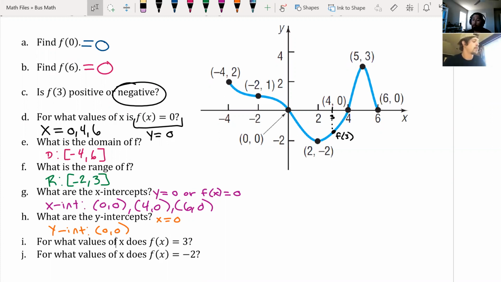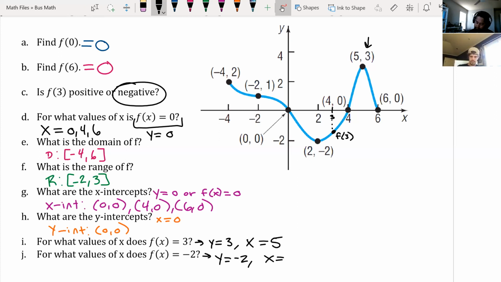All right. For what values of x does f of x equal 3? Remember, this asks the question backwards. This wants to know when y is 3, what are the values of x? So look on the graph where y is 3, and what is the value of x associated with it? 5. Good. Nowhere else, right? And then the next one, the same. For what values of x does y equal -2? So again, when y is -2, what is our value of x? 2. There it is.